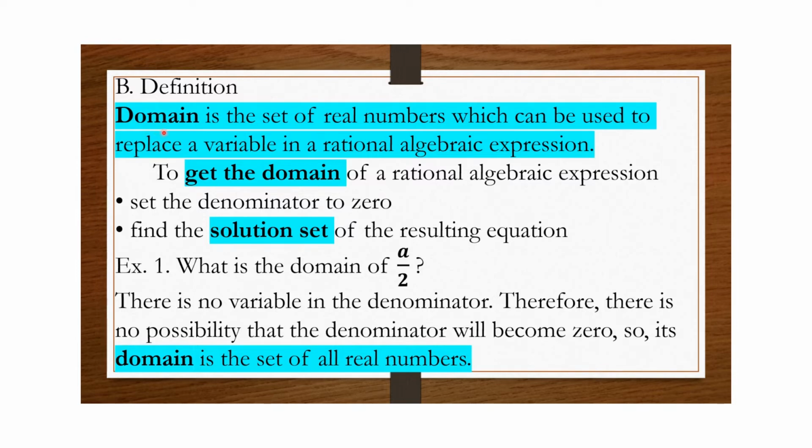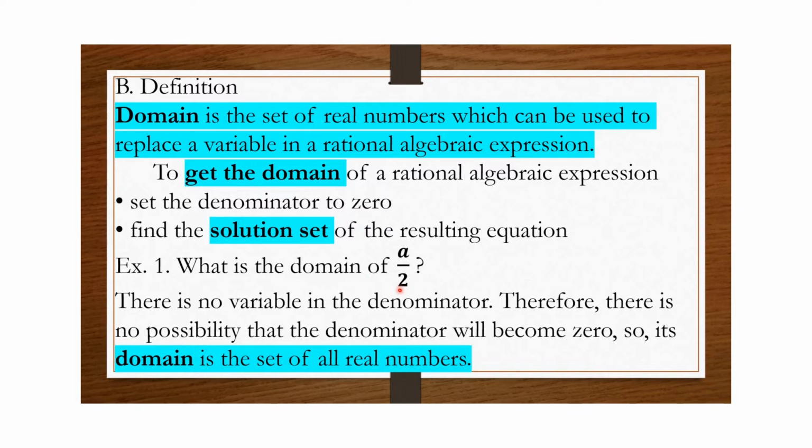Now, how do we find the domain? To get the domain of a rational algebraic expression, first, you set the denominator to 0. And then, you find the solution set of the resulting equation. Okay, let's try that. Number 1. What is the domain of a over 2?